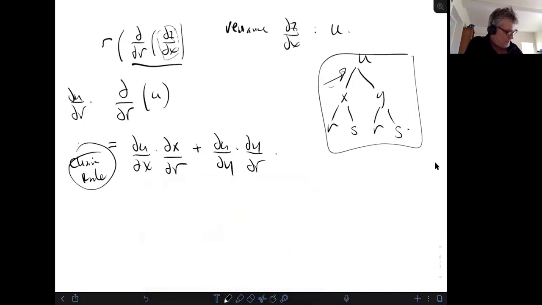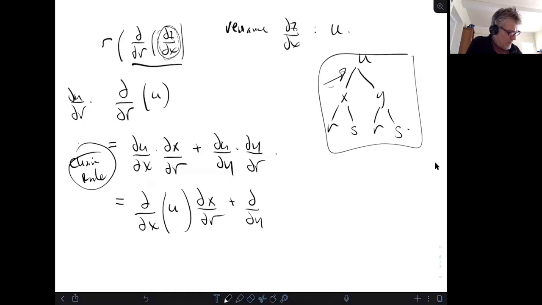But now let's just rewrite this. Rather than having u, I want del z del x. So this is the partial derivative of u with respect to x. That's the same as the partial derivative with respect to x of u, right? Okay, let's do an extra step here. I'm just going to write that like that. Del y of u, del y del r. That's exactly the same thing.